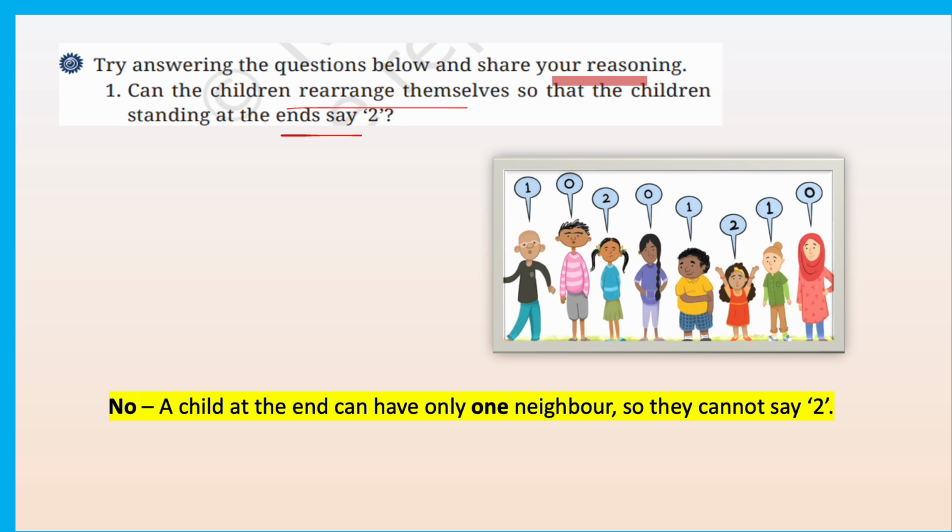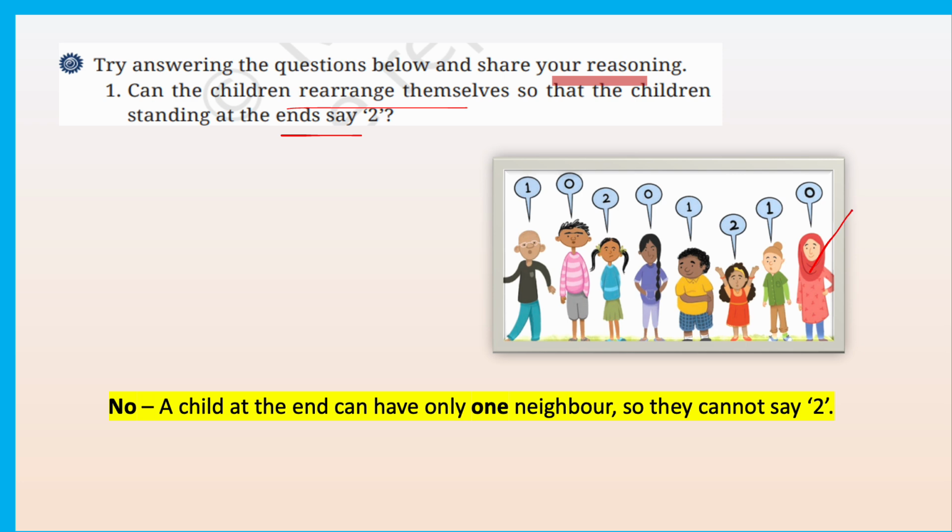No, this is not possible. Why? A child at the end can have only one neighbor, so they cannot say 2. Ends have only one neighbor, so the highest number they can say is 1. Never 2.